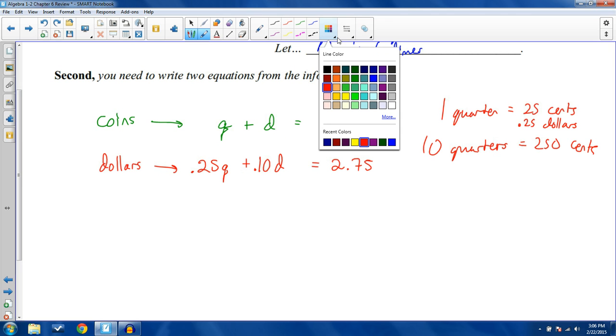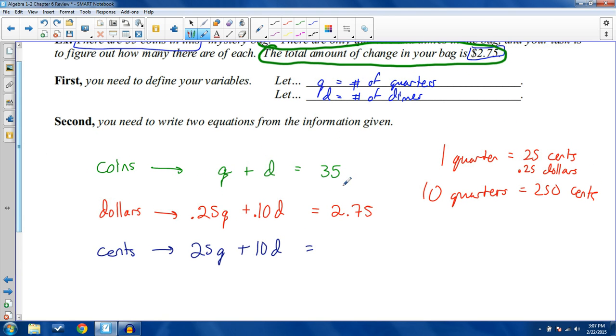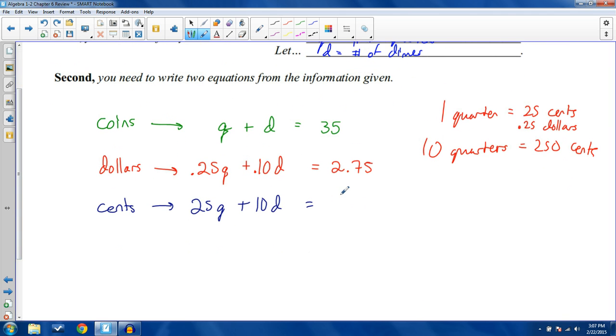Another way you could go about this problem is either from here multiply both sides by 100, which will completely eliminate all of your decimals, or start right off the bat with cents instead of dollars. Do 25 cents per quarter times the number of quarters plus 10 cents per dime times the number of dimes. The only difference is 275, you want to convert from dollars to cents. And the way to do that is $2.75. $2.75 is 275 cents.